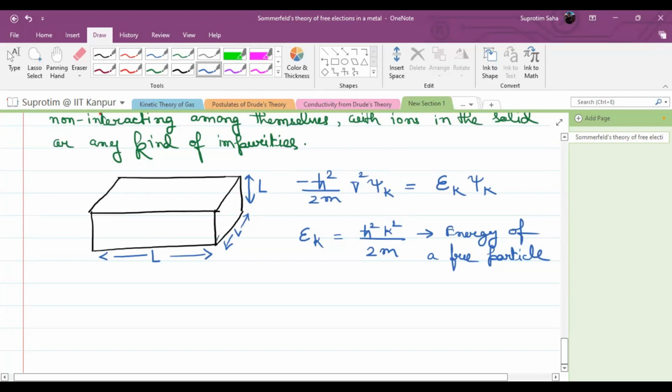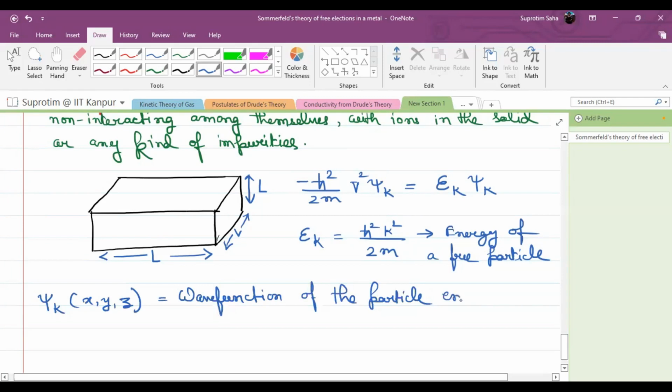Let this psi k also be in spatial dimensions, psi k of x, y, z, your wave function of the particle enclosed in the box, and the box is of volume V equals L cubed.